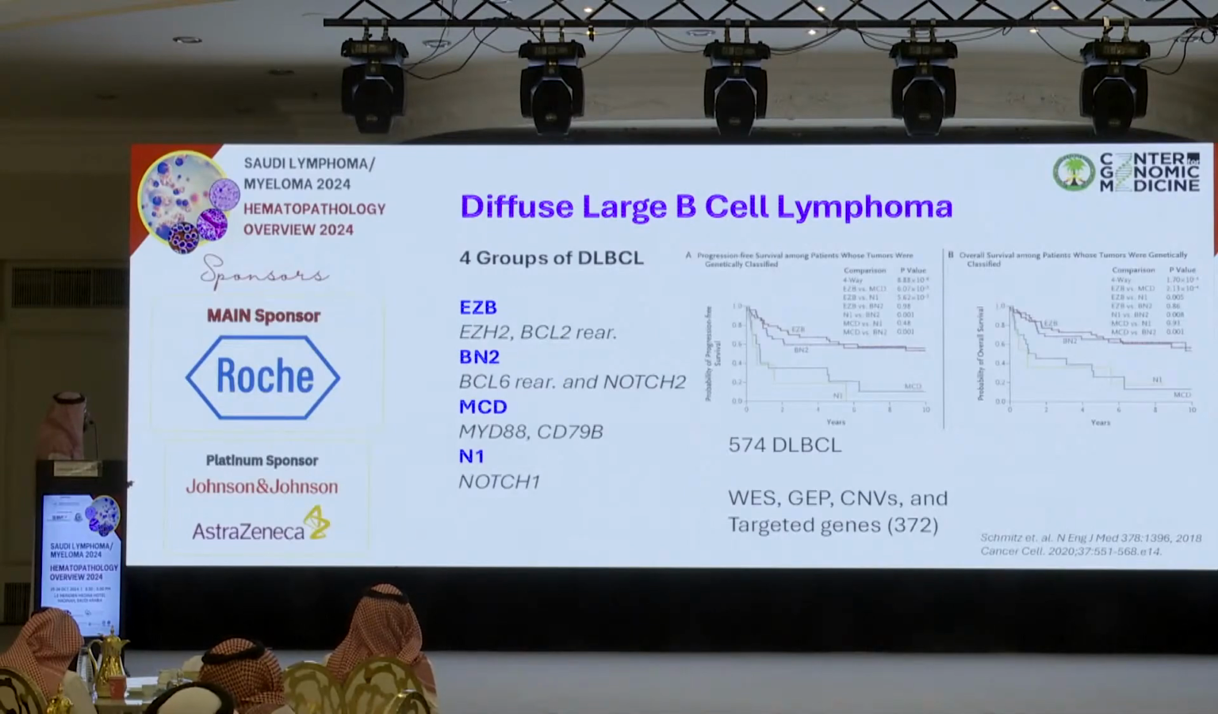Then BN2, BCL6 with NOTCH2, and MCD, MYD88, and CD79B, and NOTCH1 group, which does the worst. So you can see the survival difference. This is the worst group, and EZB is the best group, and the others in between. So this has clear prognostic significance in DLBCL.